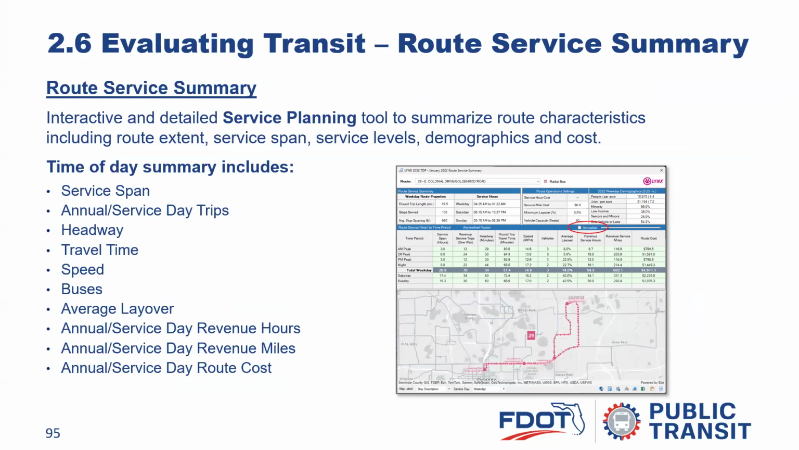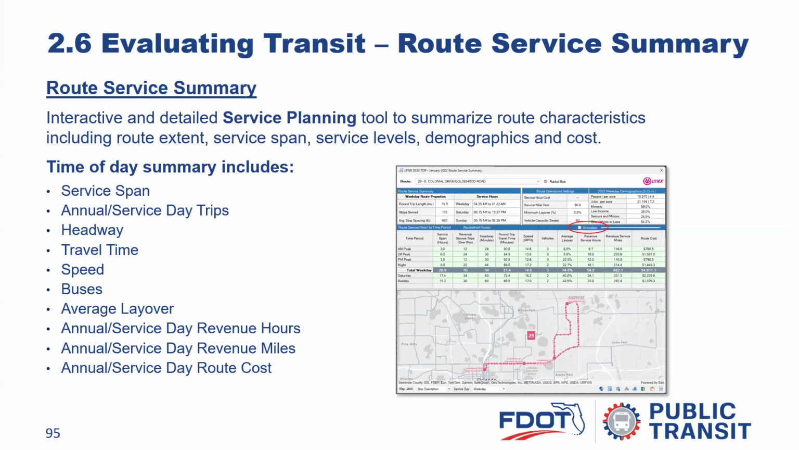The route service summary I mentioned earlier is a kind of roll-up, an interactive and detailed service planning tool to summarize route characteristics, including the route extent, service span, service levels, demographics, and cost, all in one interface, including a map of the alignment as well, and all the stops and the time points. So you're seeing a lot about this route in just one roll-up within TBEST.